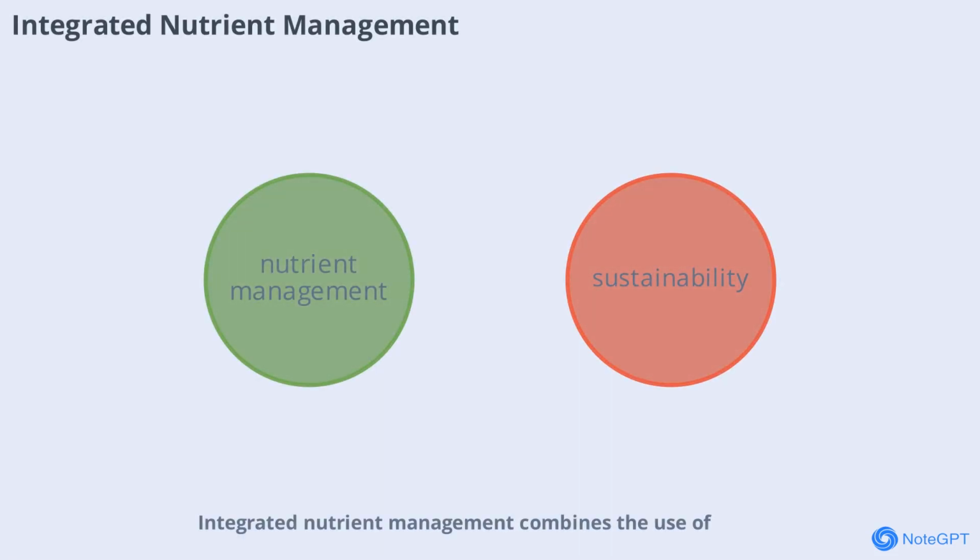Integrated nutrient management combines the use of organic and inorganic fertilizers to maintain soil fertility. This balanced approach ensures that crops get the nutrients they need while minimizing environmental impact. It's a key strategy for sustainable soil management.